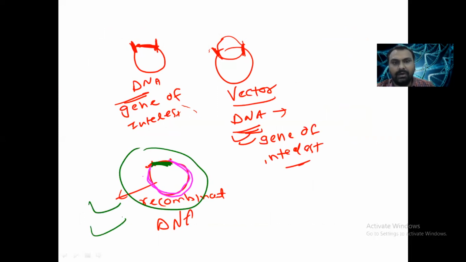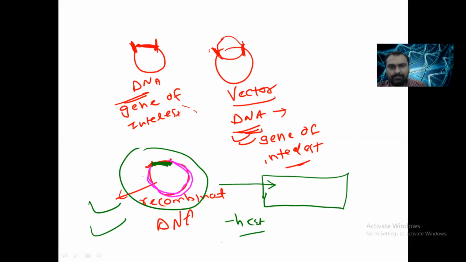All right, now this recombinant DNA is introduced to the host cell like E. coli or any prokaryotic or eukaryotic cell. It is transformed via various methods like the heat shock method or gene gun. Many methods are there with which we can transfer the recombinant DNA into the host cell.